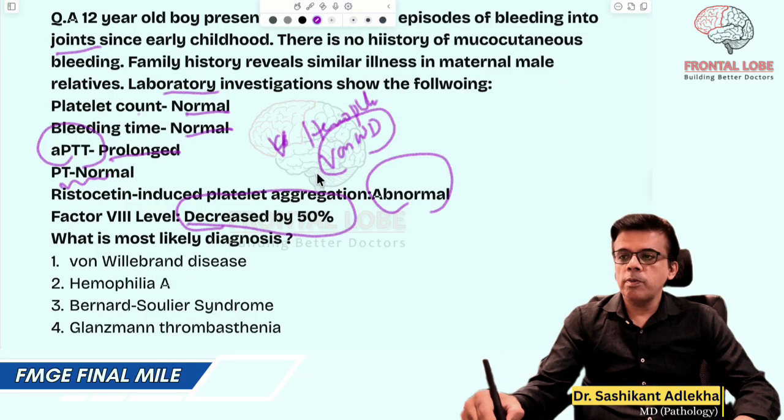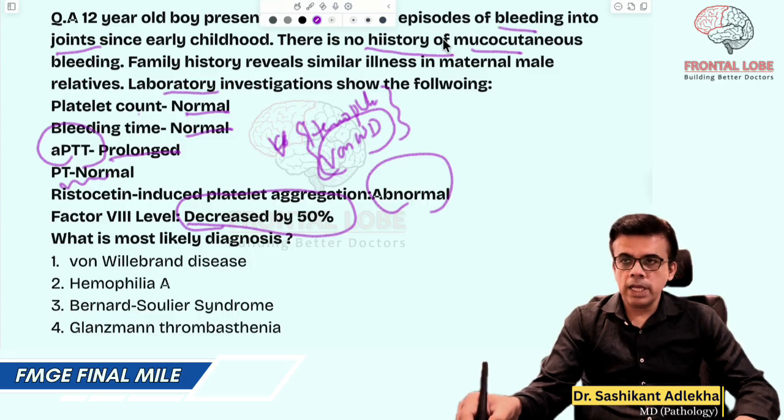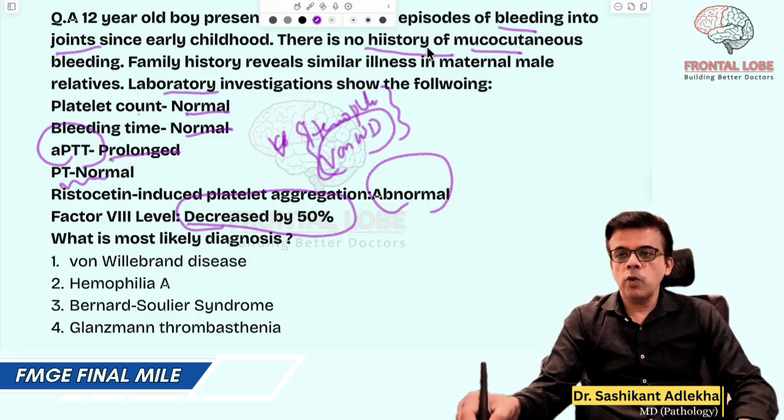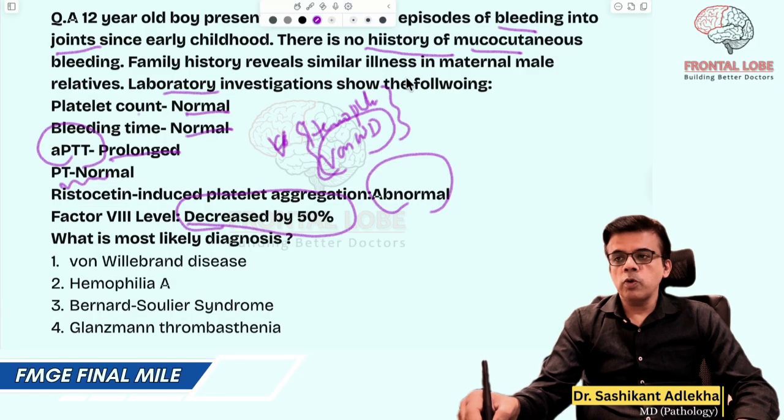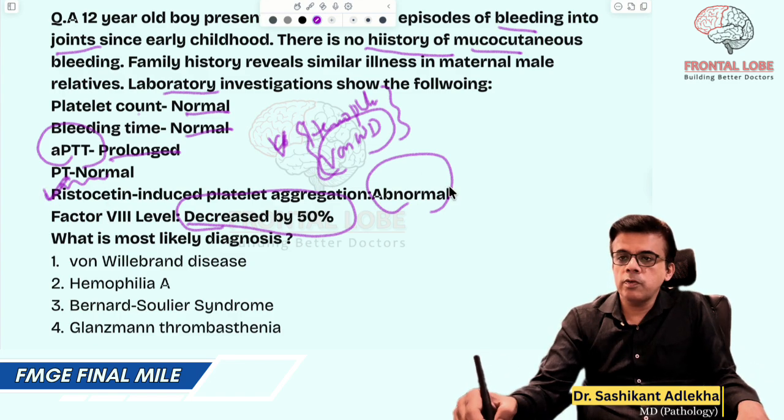So here, in von Willebrand disease and hemophilia, we are stuck between two, and it is a male patient. Mucocutaneous bleeding is not seen over here, but bleeding into joints is seen. Bleeding into joints is more characteristic of hemophilia, and mucocutaneous bleeding is relatively more common in von Willebrand disease. But now let's see ristocetin induced platelet aggregation. This is said to be abnormal in this patient.